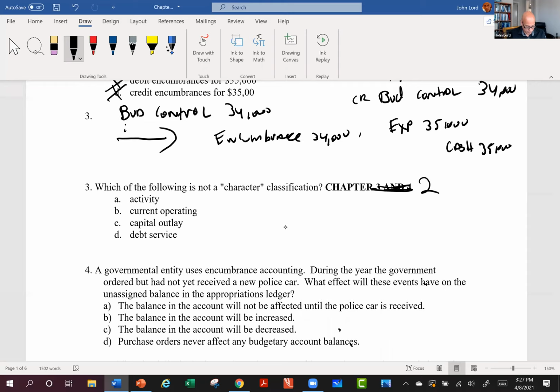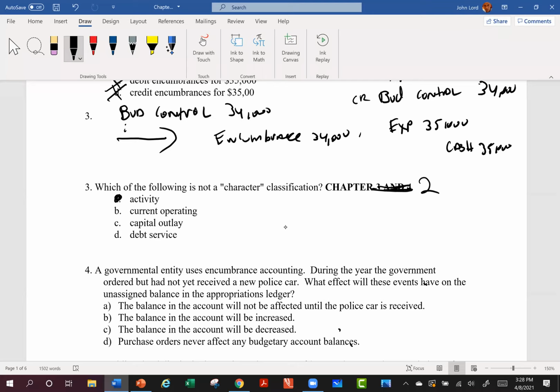Isn't that just activity? Well, it says which of the following is not. Because it reflects the current economics, right? And then net position. So you're saying activity is the right answer? Yes. Okay, and why is activity the right answer? And don't say because it's not character. Because you looked at the answer earlier and remembered that it said activity. Yes, professor.